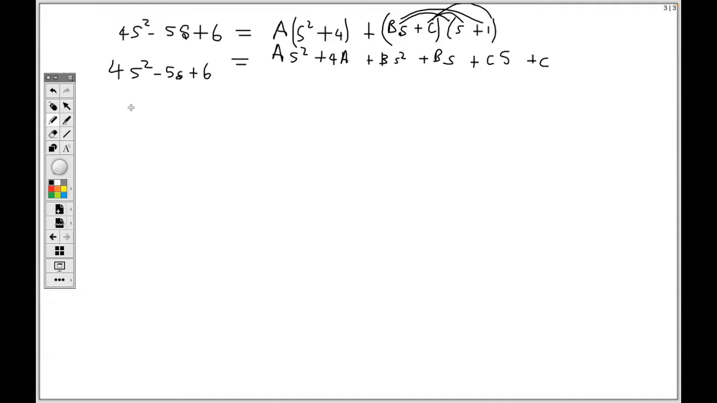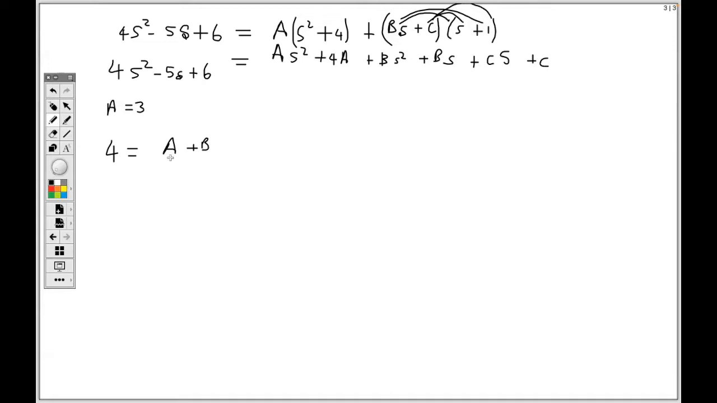So having this information, I am going to equate the coefficient of s squared on the left and the right. They're going to be equal. So the coefficient of s squared is 4. So it means on the right, a plus b, which is the coefficient of s squared, should be equal to 4.